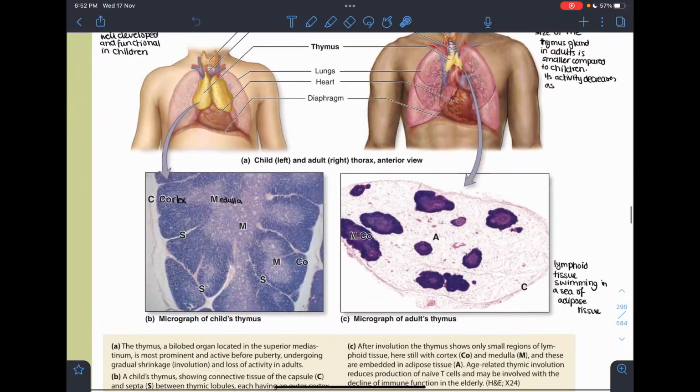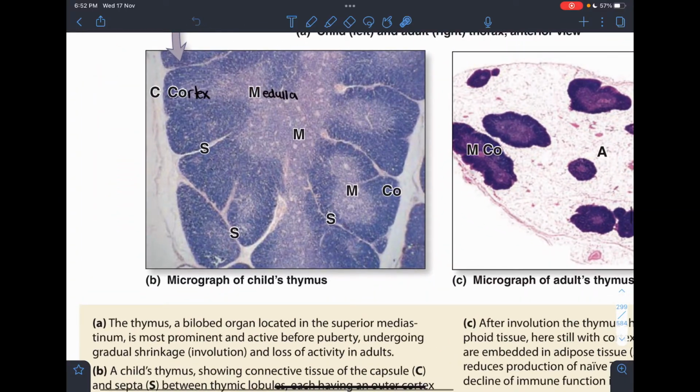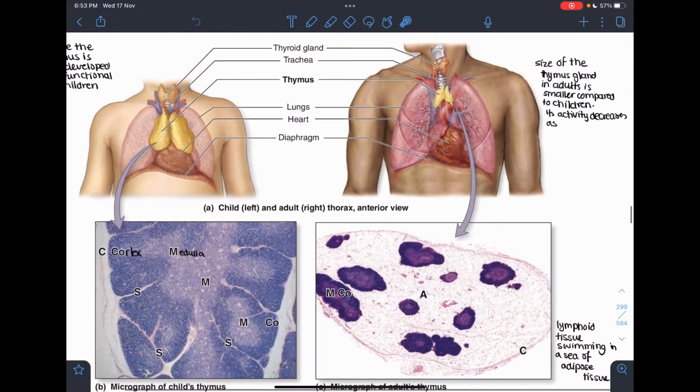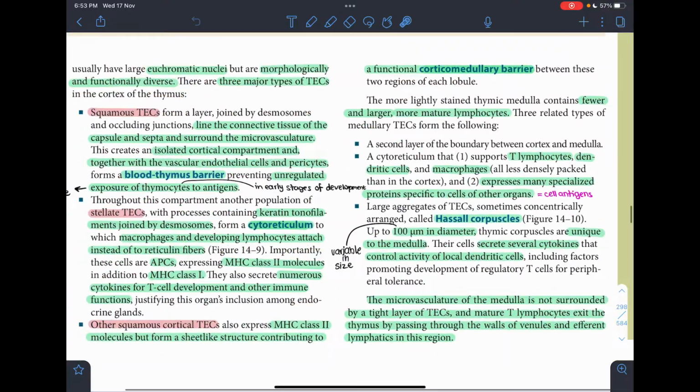As you can see here, هي السبتا dividing the thymus into lobules. As you can see, the cortex, the darkly stained part, and the medulla is the lightly stained part. Again, the septa, cortex, medulla, again, septa, cortex, medulla, and so on. And this is the capsule. Okay?